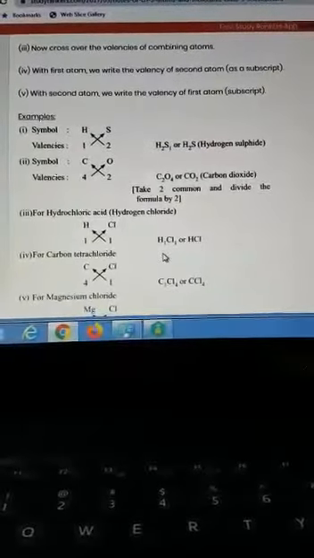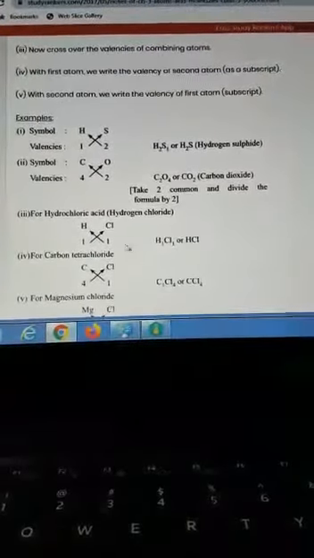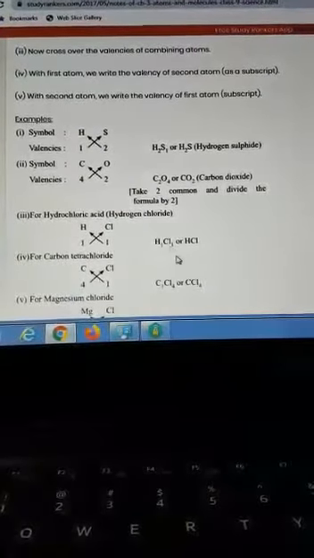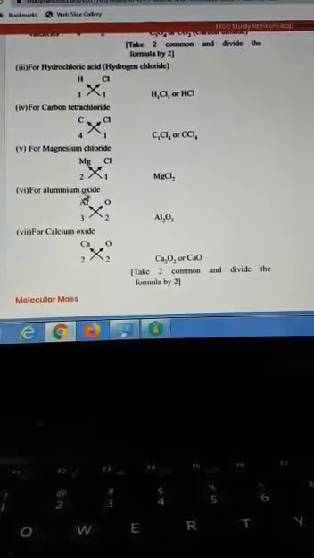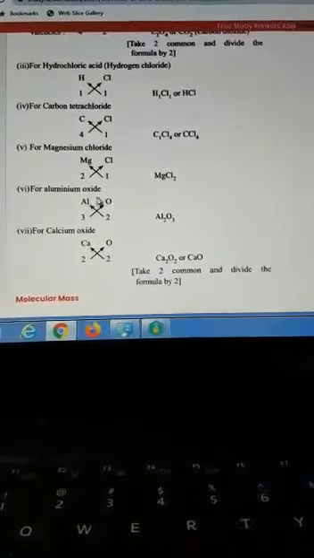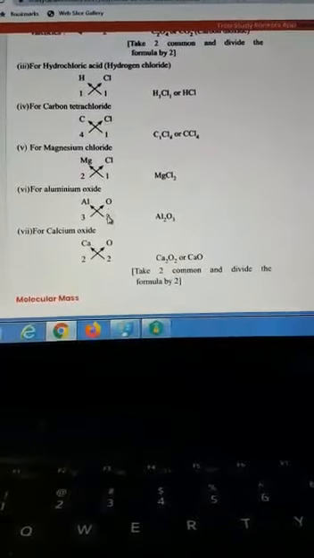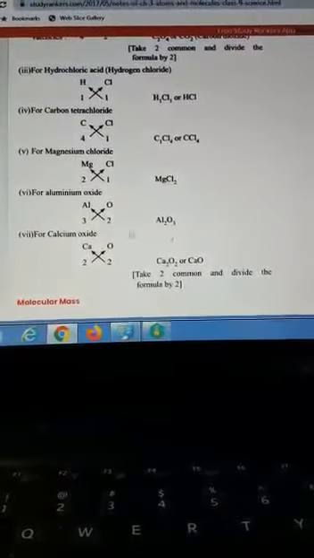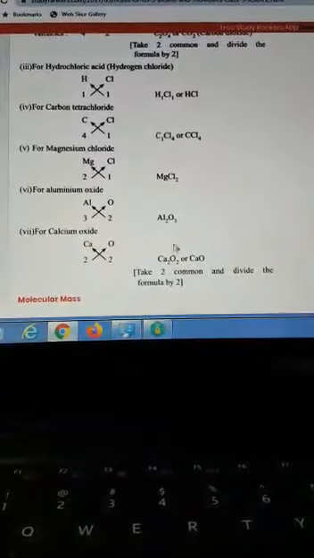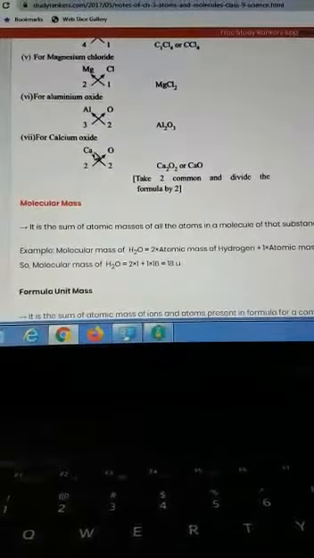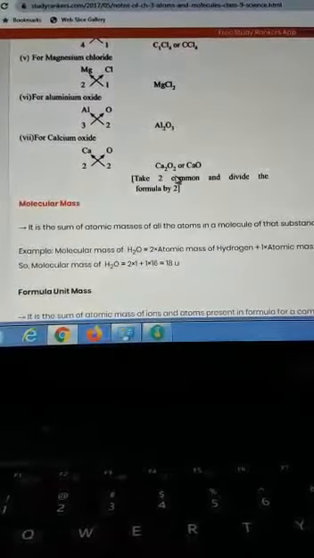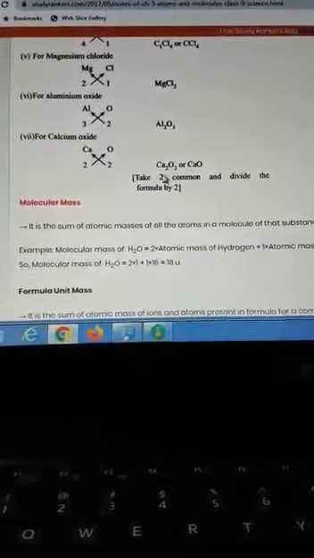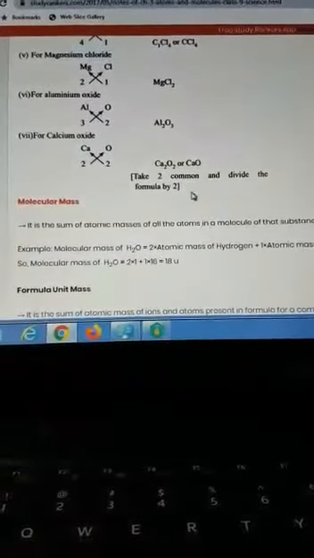Similarly, if you consider hydrogen chloride, for hydrogen the charge is 1, for chlorine the charge is -1. If you cross multiply, you will get H1Cl1, so you can write it as HCl. Now if you consider aluminium oxide, the symbol is Al, and for oxide it is O, but the charge is 2 minus, here 3 plus. If you cross multiply, you will get Al2O3. And here you see calcium oxide, you will get here +2, here -2, so you get Ca2O2. Both are the same, so you can cancel that and write CaO.